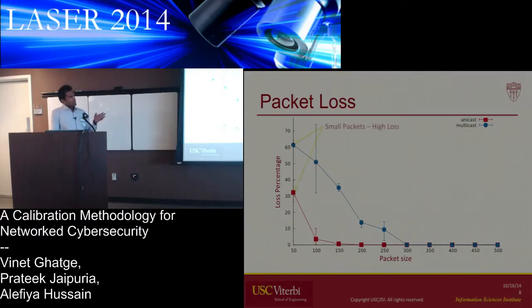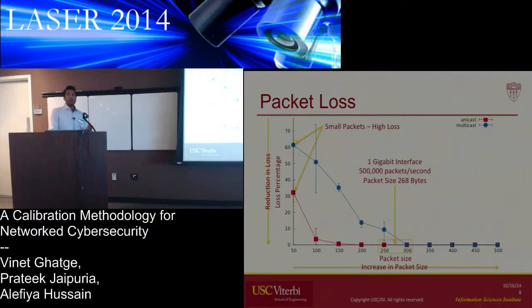What we see is that with small packets, we saw a high amount of losses. As we increased the packet sizes, there was a reduction in loss. And at about 250 to 300 byte-sized packets, the loss went down to zero and then remained there. Again, we did not have a clear answer for this, right? So we again spent a significant amount of time and effort looking into all of this, and finally figured out that it was because of some hardware inefficiency.